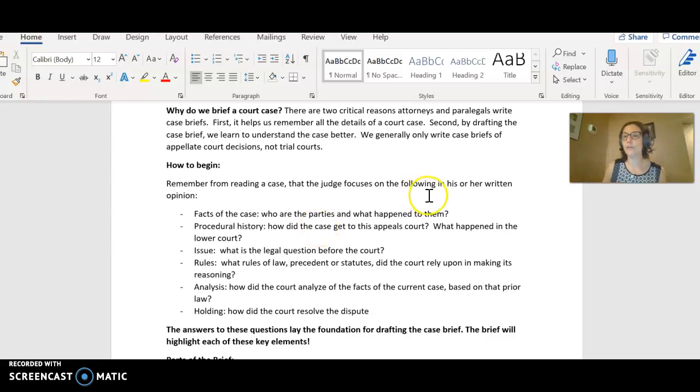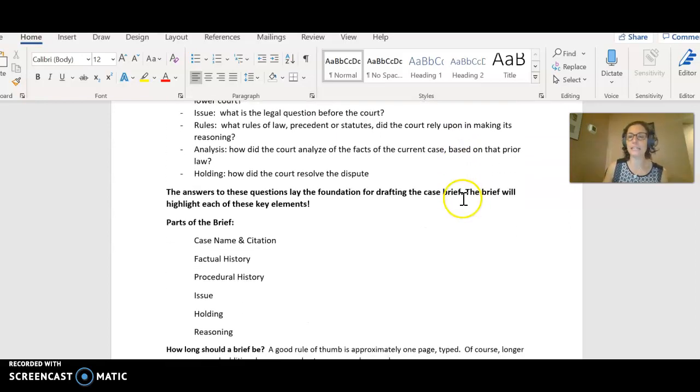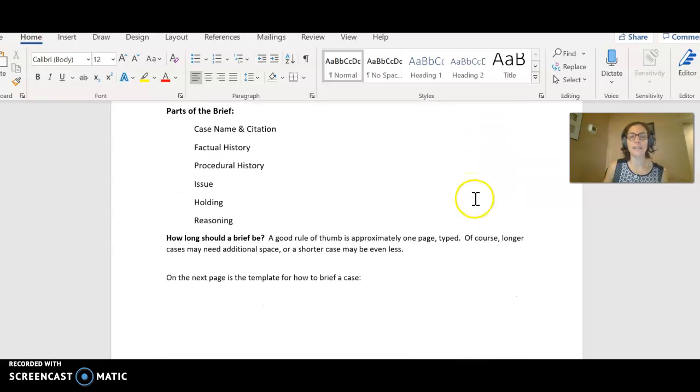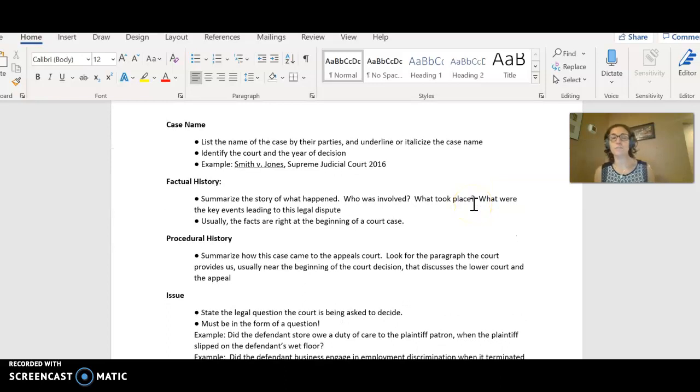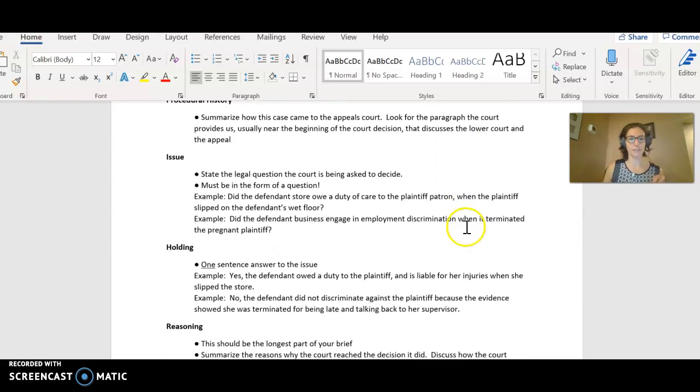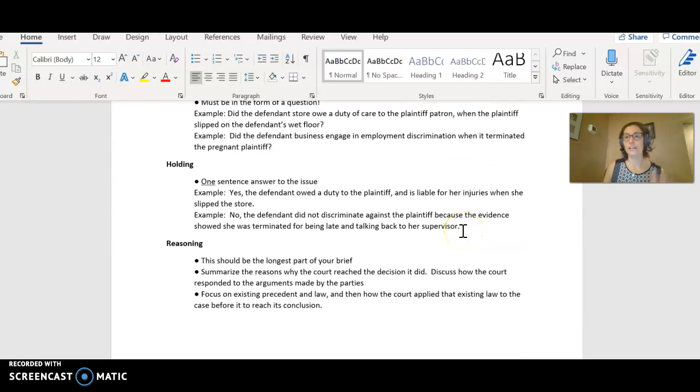Now, any case brief is going to have this format. So I'm just going to scroll down, and this is what you can see in the handout. And then here's the template of what a case brief should look like. So your case brief should be labeled with all of these parts. It should have the case name, the factual history, procedural history, the issue, and then of course, if I scroll down, the holding and the reasoning. So take out a piece of paper, or really what I should say is open up a Word document or a Google document on your computer and put in all of those headings. So that way you already have a template that you're working with.